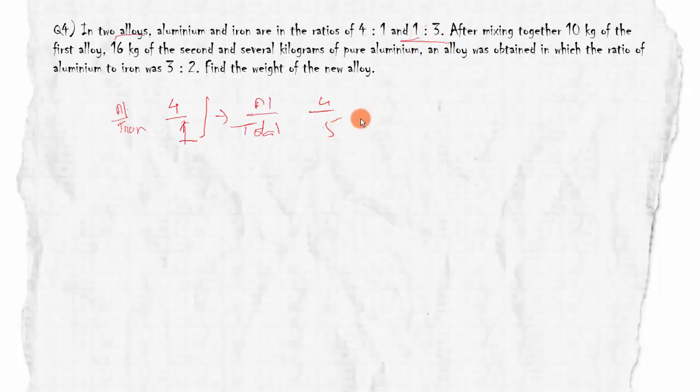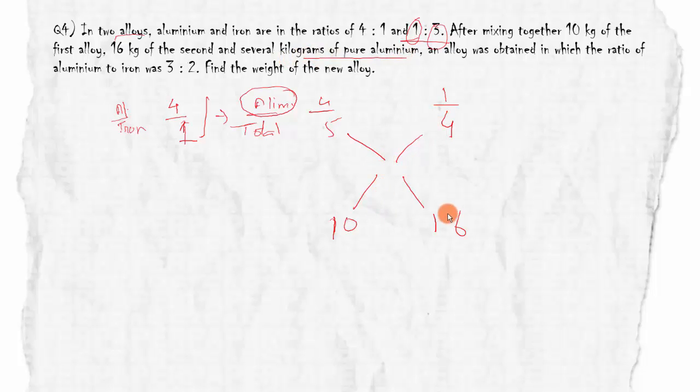And 1:3. So we have two different alloys. In this case, it is 1 by 4. 1 aluminum and 3 iron means 1 out of 4 is aluminum. So we are taking concentration with respect to aluminum. After mixing together 10 kg of the first alloy, so we also know the weights, that makes our task easier, 10 kg of the first and 16 kg of the second, and several kilograms of pure aluminum.